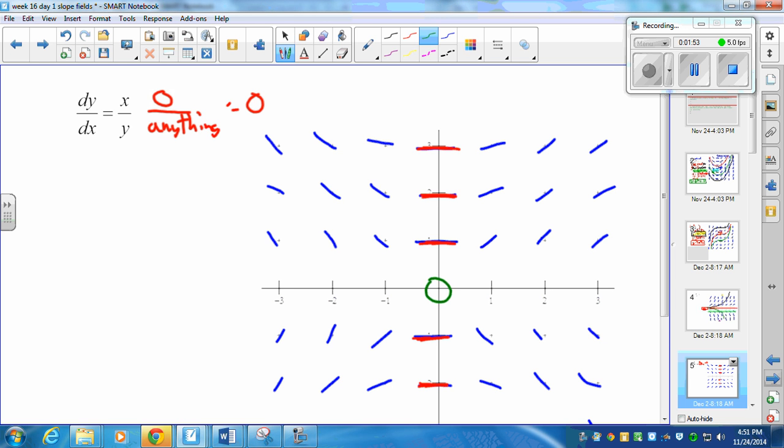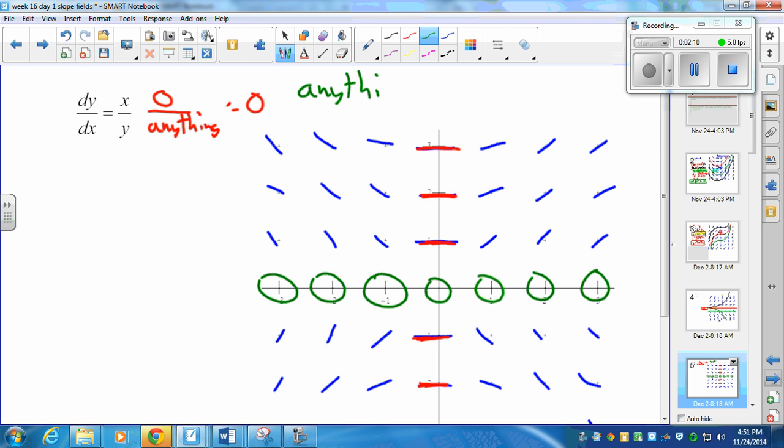Now, notice though, nothing's going on in this grid part here. Why? Because y is 0. And if y is 0 there, we're in trouble because anything divided by 0 is undefined. Blows up in your face.